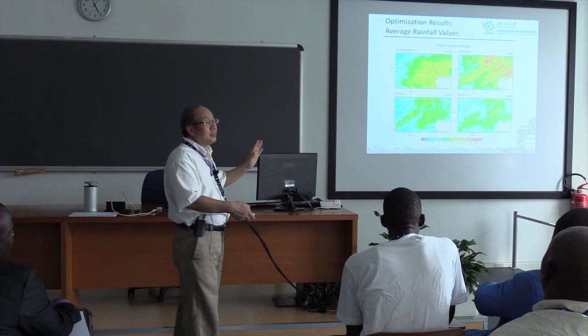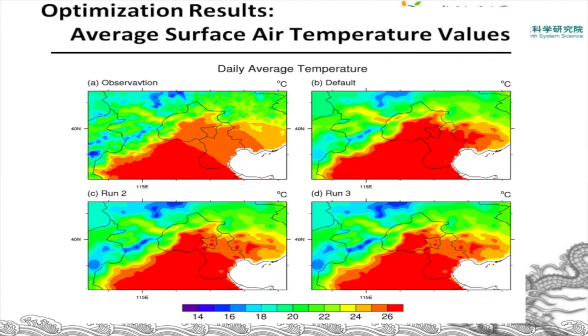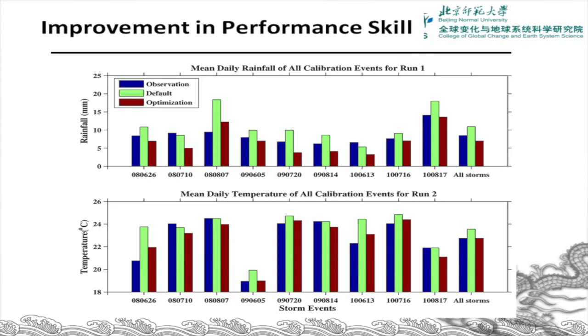But here it's kind of deceiving. It's very hard to see. This is the temperature, it's harder to see, so let me show another plot. Right now, you have these 9 different events: the 2008 June events, 2008 July events, etc. You can see this is the observed average, the blue one. With the default, every time they overestimate.